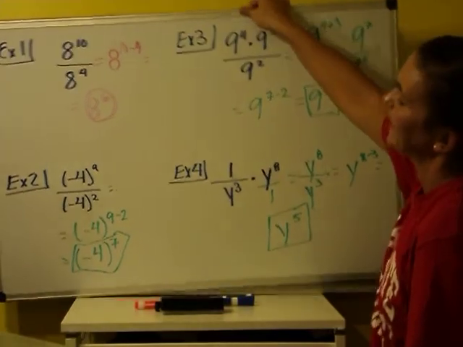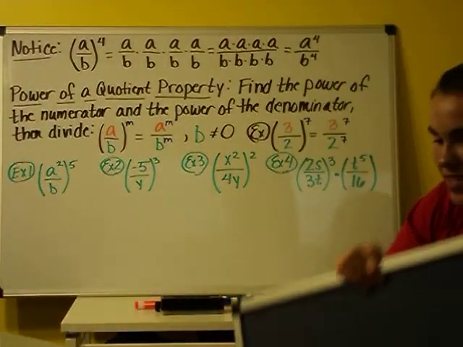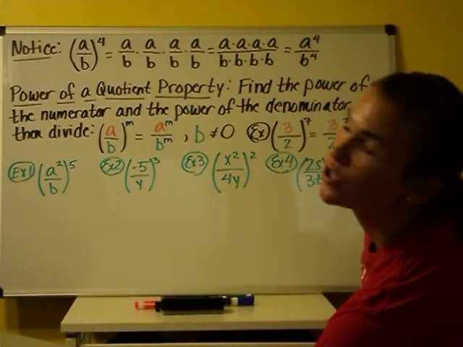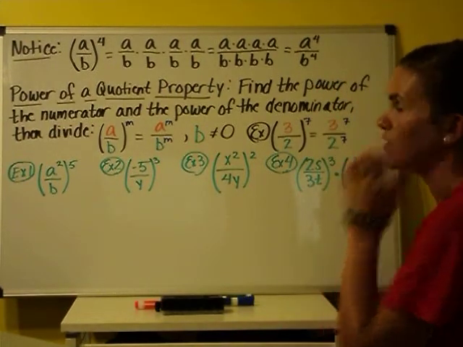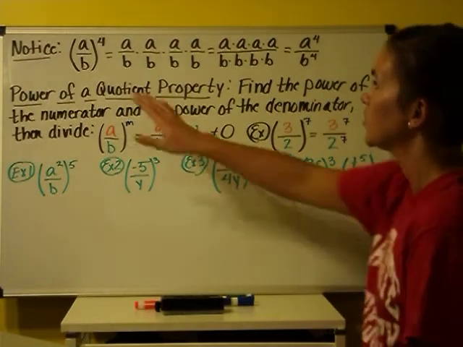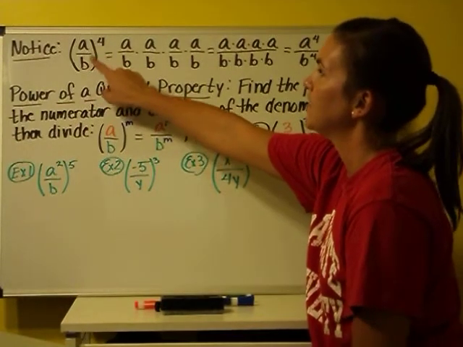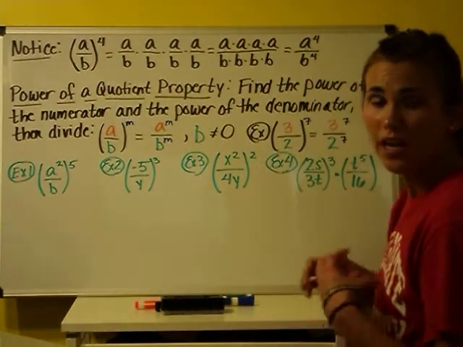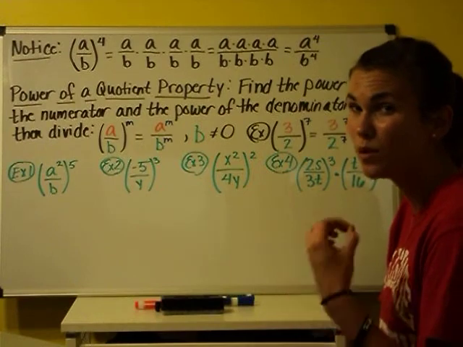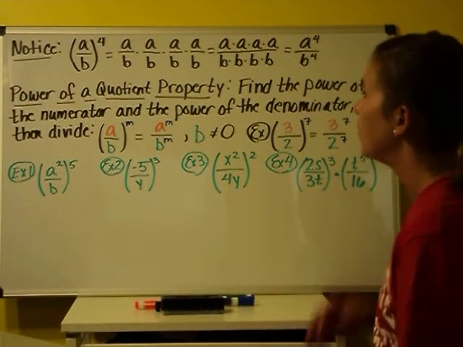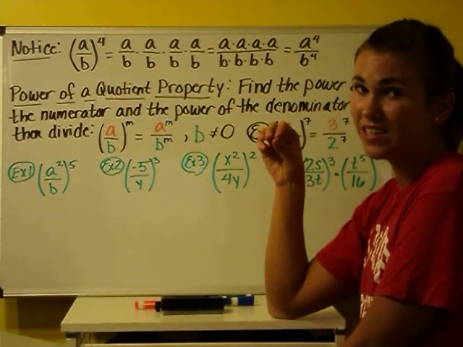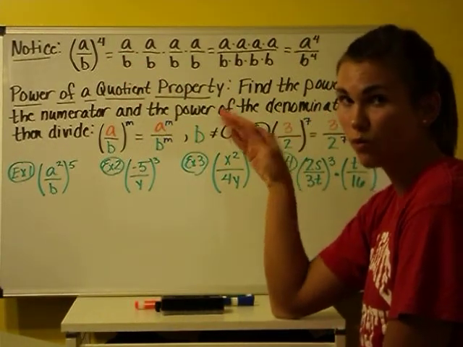The second and last property that we're going to talk about today is the power of a quotient property, which is going to be very similar to the power of a product property that we talked about yesterday. So I want you to notice again, here we have a divided by b to the fourth power. And we know whenever we take something to a power, that is the number of times that we multiply it by itself. Okay, so if we have a divided by b to the fourth power, that means we're going to take a divided by b and multiply it 4 times.